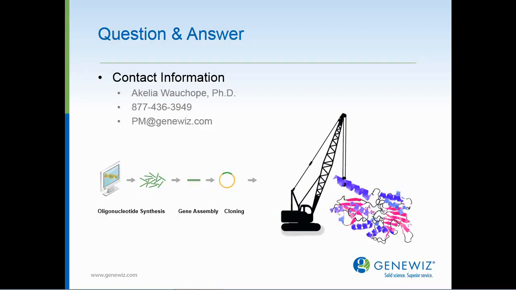Our next question comes in from California, and this question is, if our genes have 75% GC content, can you guarantee synthesis?